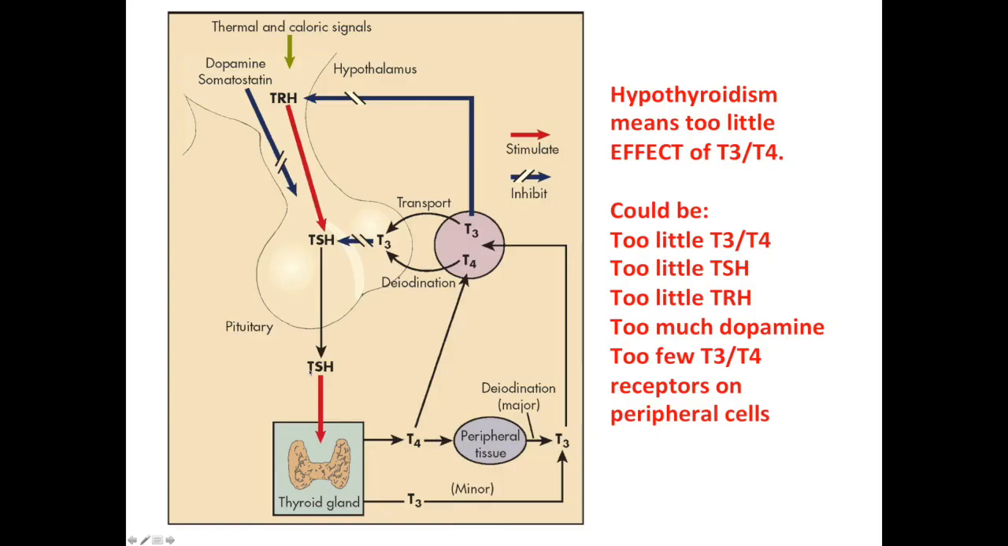And so you get the constant secretion of tropic factors to the thyroid gland, and it becomes enlarged, causing these goiters. And this is a result of hypothyroidism, and it can mean too little effect of T3 and T4 because you're not making enough of it, or you don't have enough TSH, or you have too little TRH. Too much dopamine can also cause hypothyroidism by inhibiting the release of TRH or TSH, or you could have too few T3 or T4 receptors on peripheral cells. And these will all lead to symptoms of hypothyroidism.